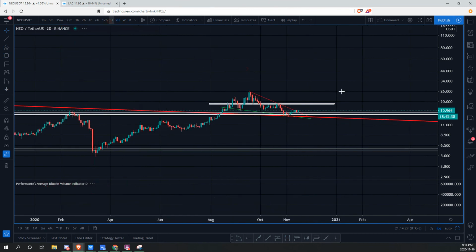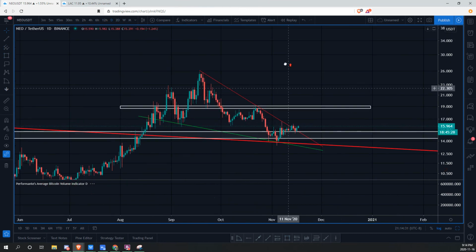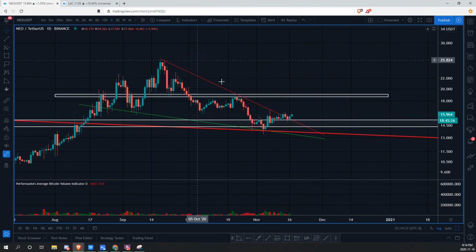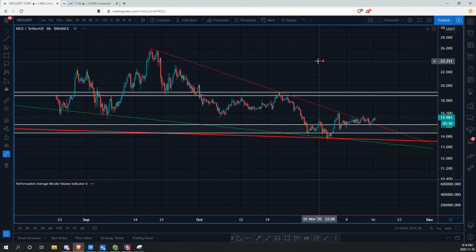Looking at the daily chart, we see a nice, well-respected descending wedge formation. This is our anchor point, first touch point, second touch point, and then we see a little bit of hesitancy. And let's just switch over to the 6-hour chart.